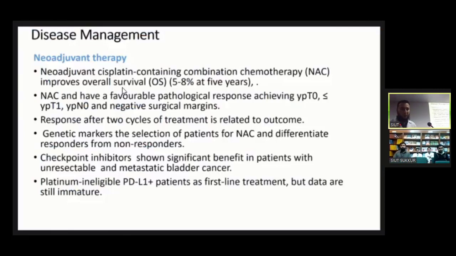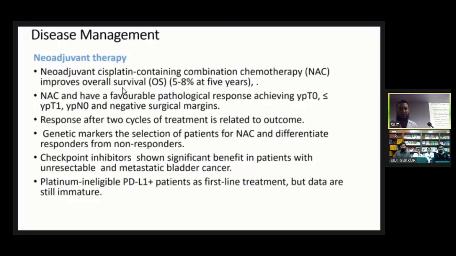Next is disease management with neoadjuvant therapy. Neoadjuvant cisplatin-containing combination chemotherapy improves overall survival by 5 to 8% at 5 years. Neoadjuvant chemotherapy gives a favorable pathology when the patient is pT0 and pN0 and the surgical margin is negative. The response after 2 cycles of treatment is related to outcome.